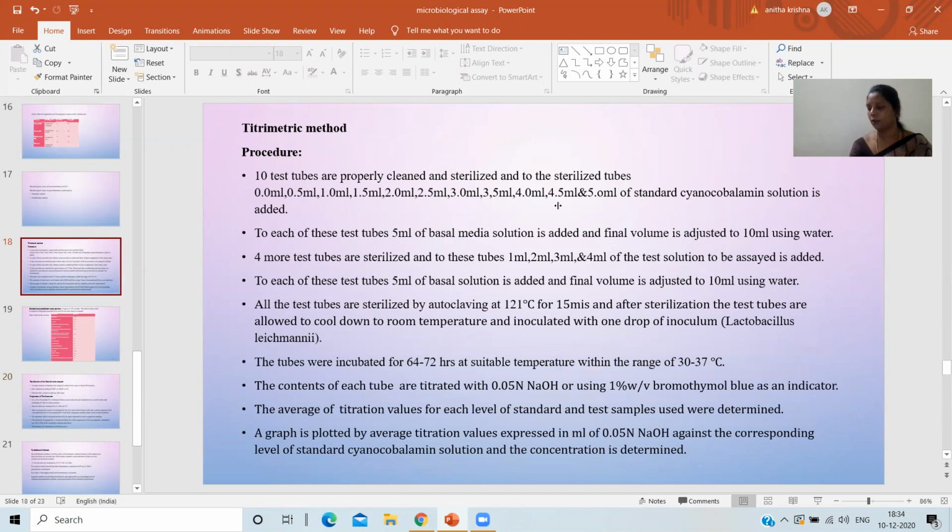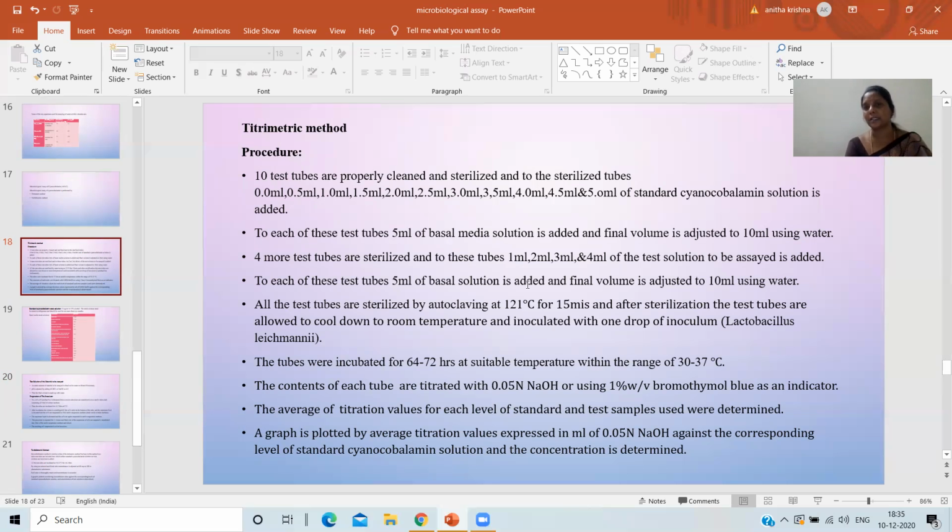Now, talking about the titrometric method. When you talk about the procedure of the titrometric method, you have to take 10 test tubes, properly cleaned and then sterilized. To each test tube you add 0 ml, 0.5 ml, 1 ml, 1.5 ml, and in that way keep increasing by 0.5 ml till 5 ml of standard cyanocobalamin solution.